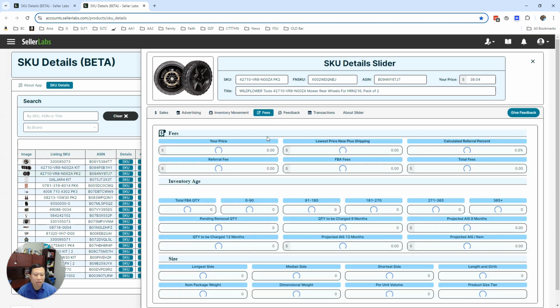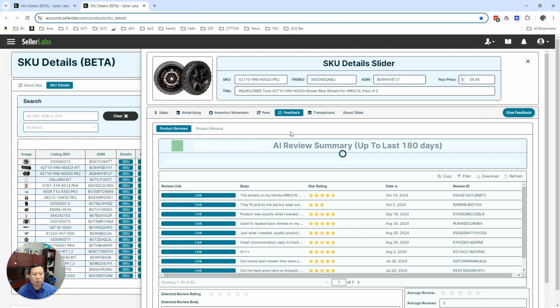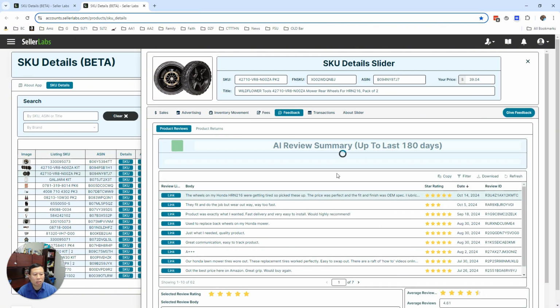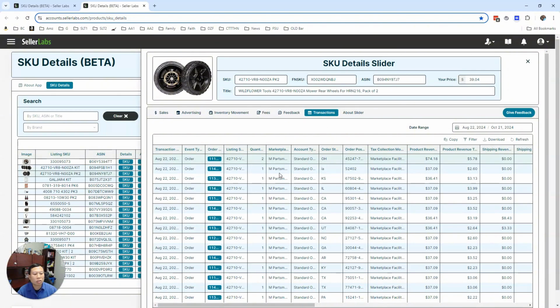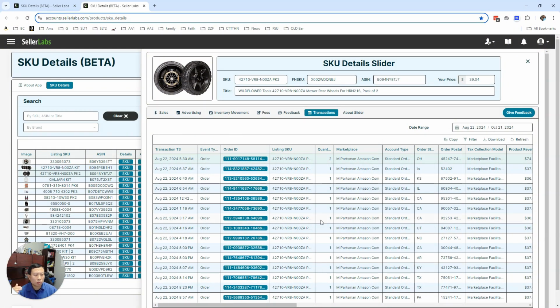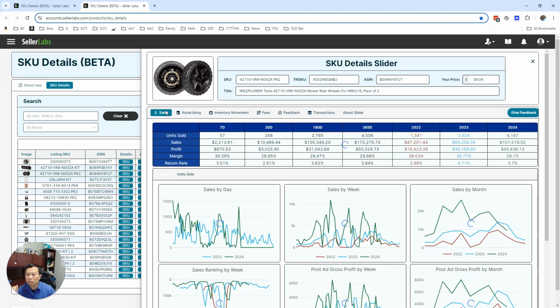And also in some of these tabs, you can look at the fees to make sure all the fees are right, and then the feedback for that particular SKU, and see a summary of it with the AI summary here. You can even look into transactions to see a particular order, how much money came in and went out, and things like that. You can search by that order. And then this About Sliders tab just explains what this slider is about.